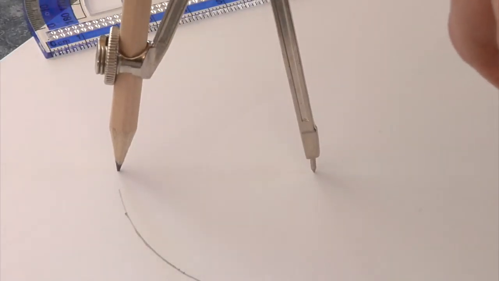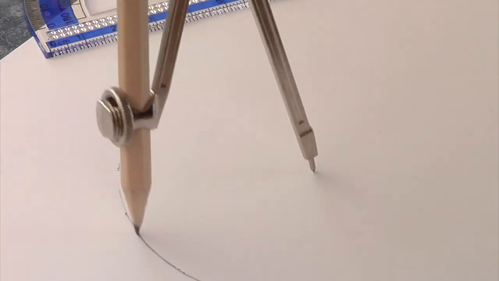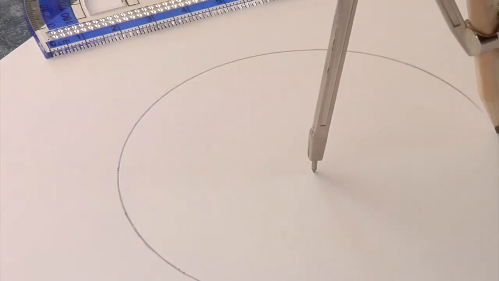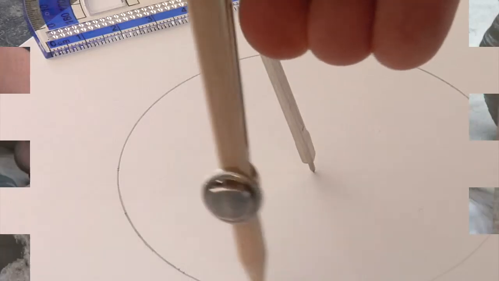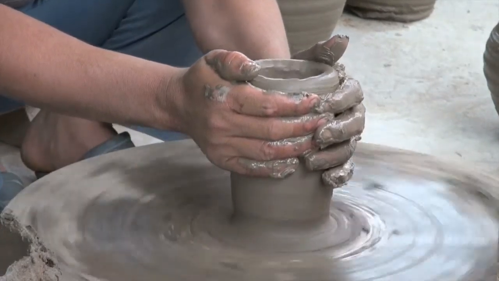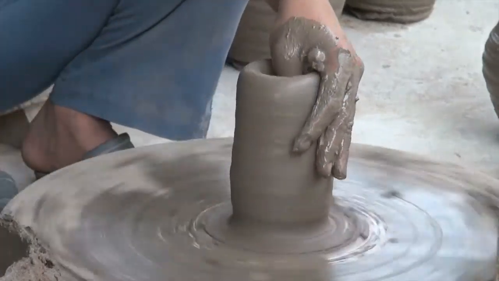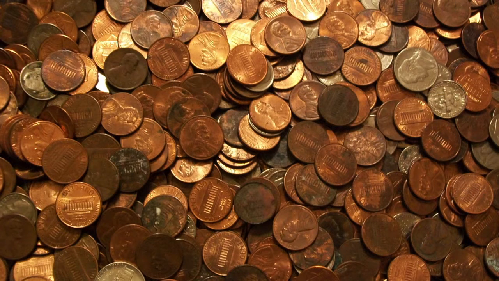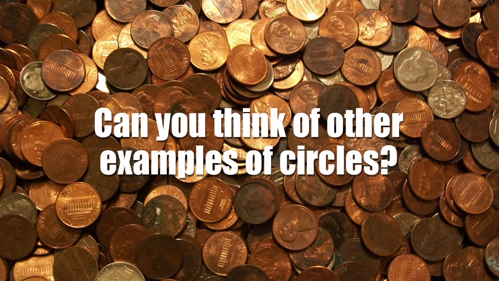You can easily draw a circle with a compass and pencil. Circles are one of the basic geometric objects that are useful in everyday life. A potter's wheel is used to make a plate in the shape of a circle. Coins are usually circle-shaped. Can you think of other examples of circles?